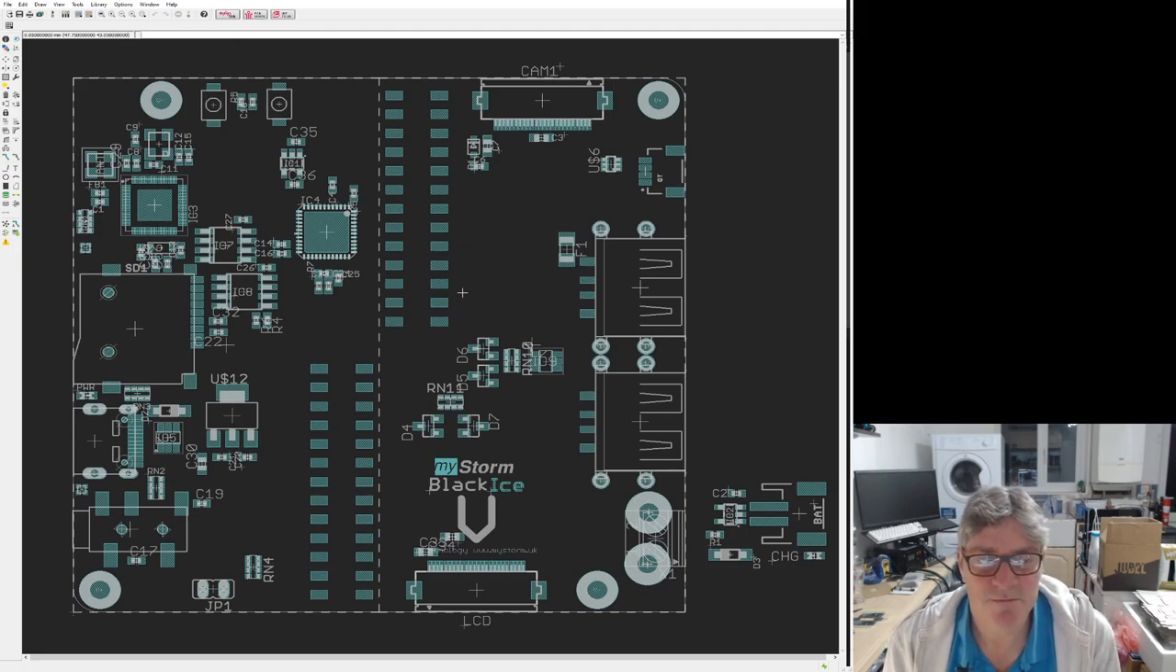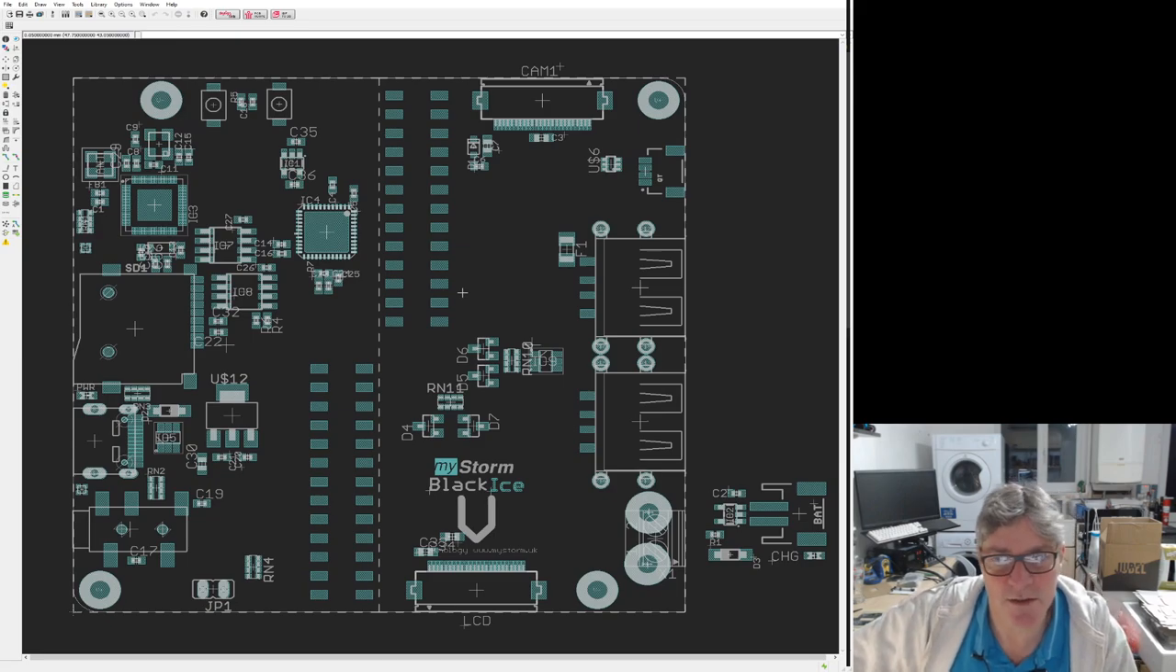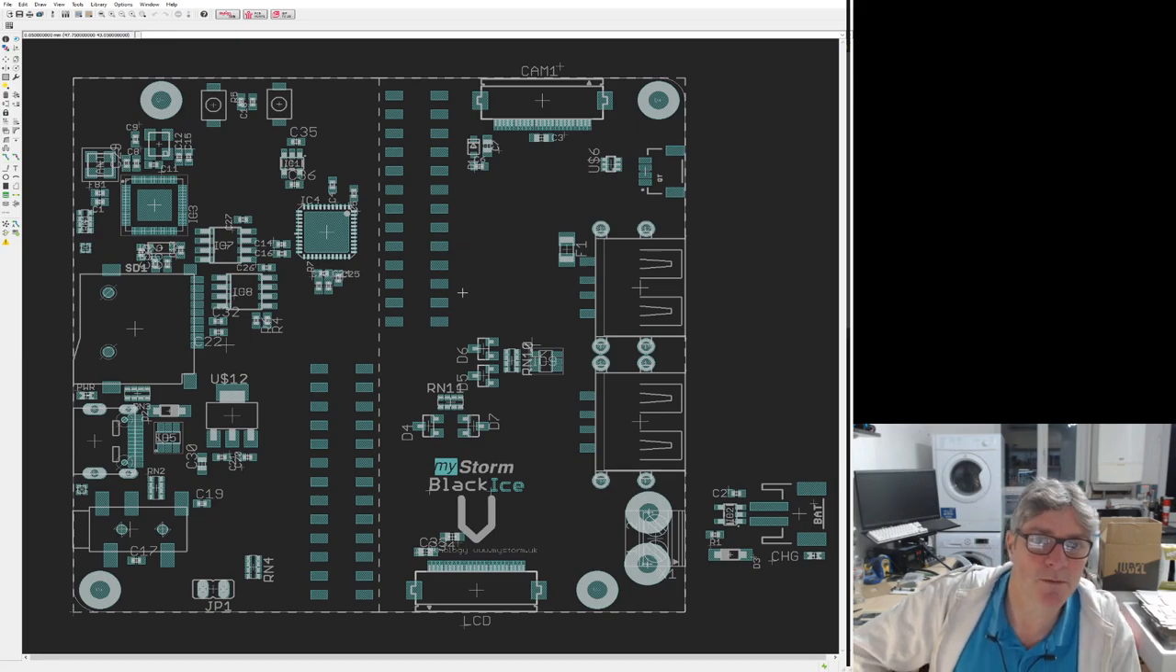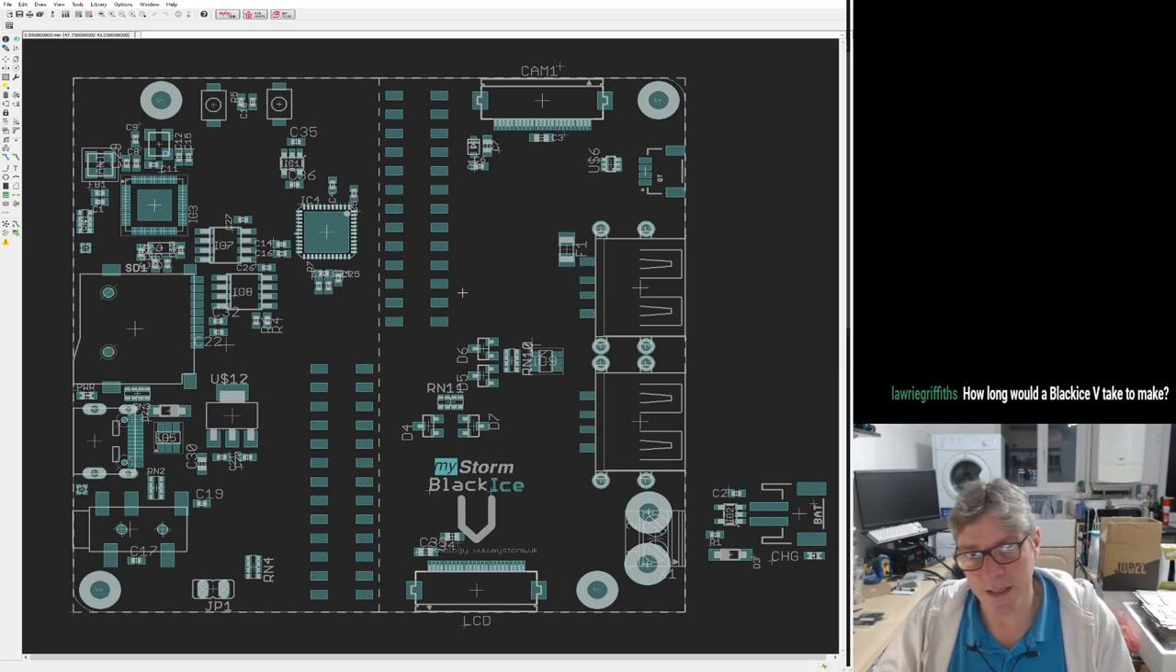But the BlackIce V is like a step there. Now, if we decide later, maybe early next year, that we want to manufacture some BlackIce V's because they're popular and people like them, great, we can do that because we've already done most of the research for the design anyhow. And in terms of the software, the Alloy software is going to be the same for the BlackIce V as it will be for the Alloy mini DIP board.